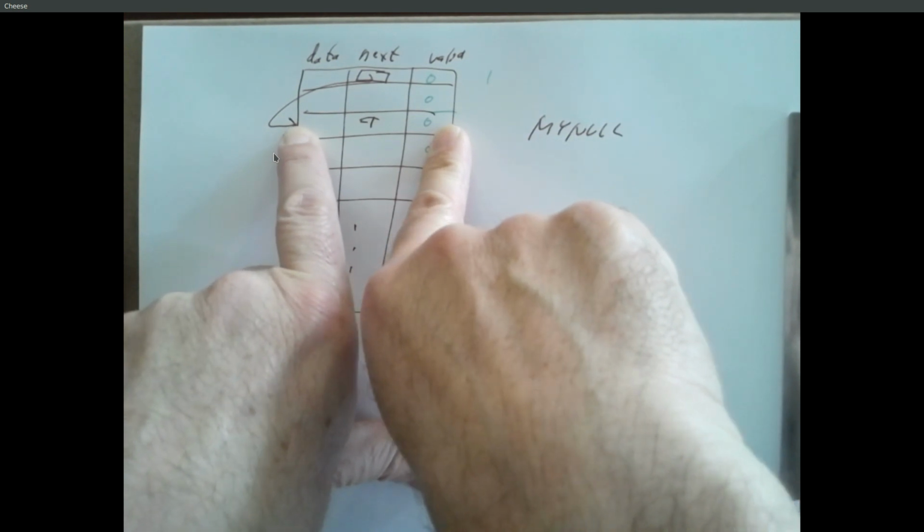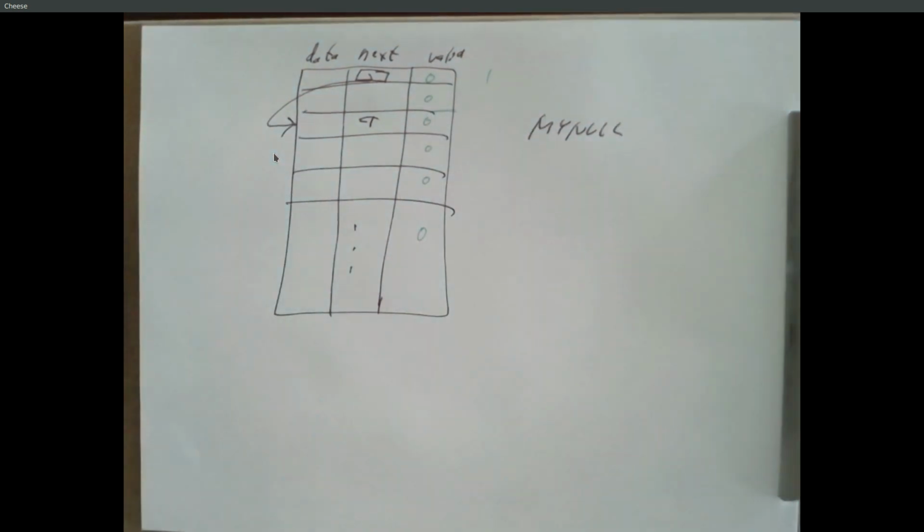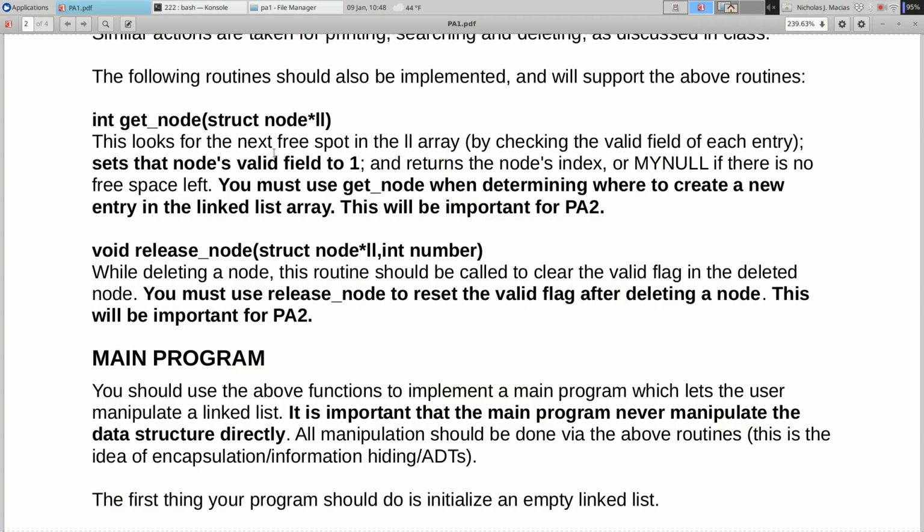So anytime you want to find a new spot in your array that you can use, the way to do it is to call getNode. getNode will update the valid flag and tell you the index that's available. If you're out of space, getNode should return myNull, which we know is -1. So when you call getNode, check to see if it returned -1. If it did, there's no space left in the array. And then releaseNode does the opposite. You give it the array of struct nodes and the index of the node you want to release, and all it does is clear the valid flag. Set it to 0, and it basically makes that block free again.